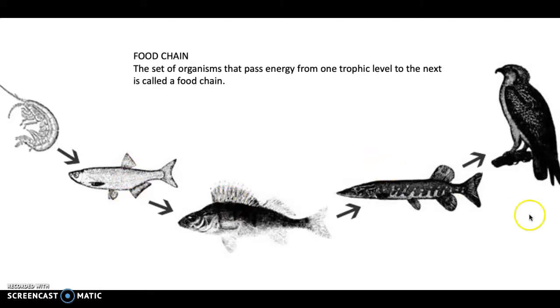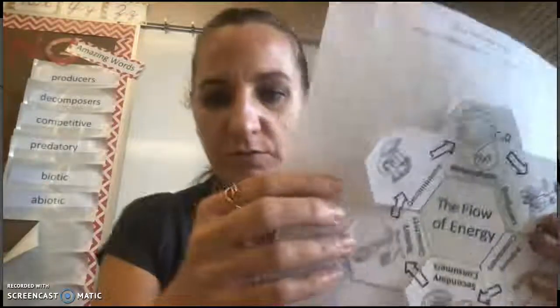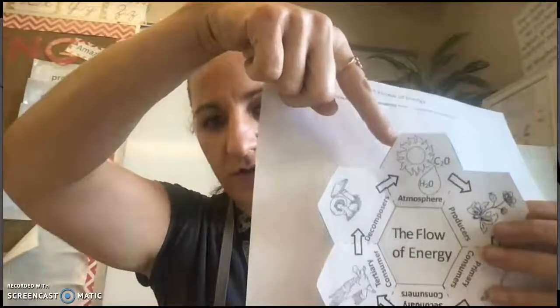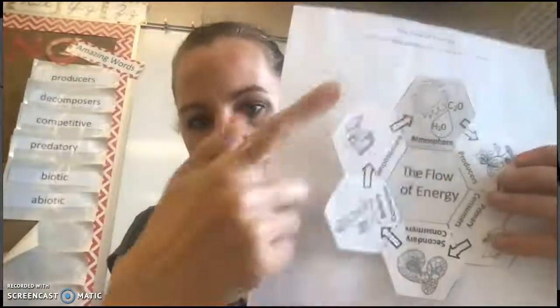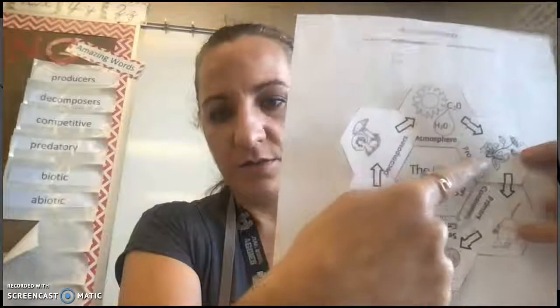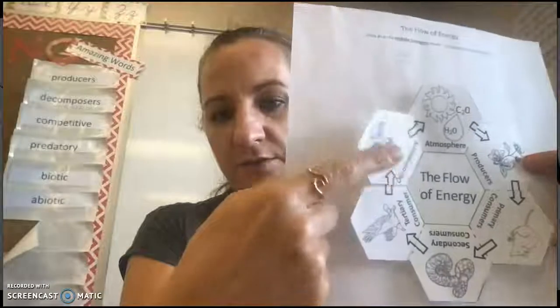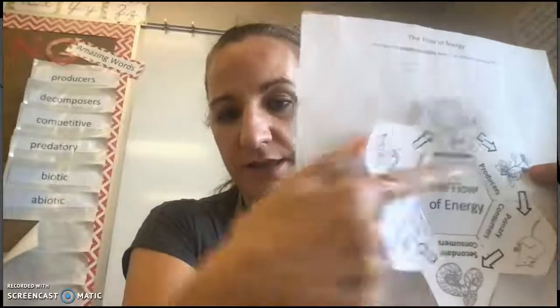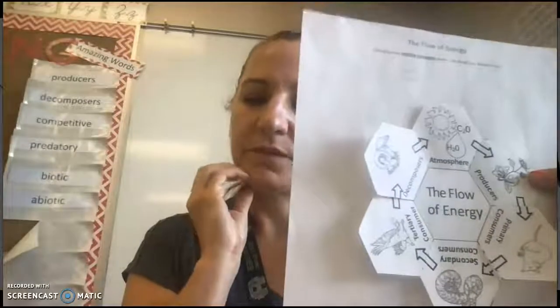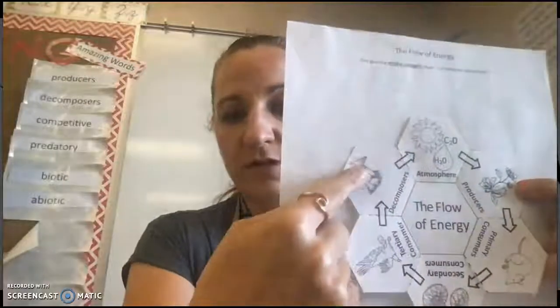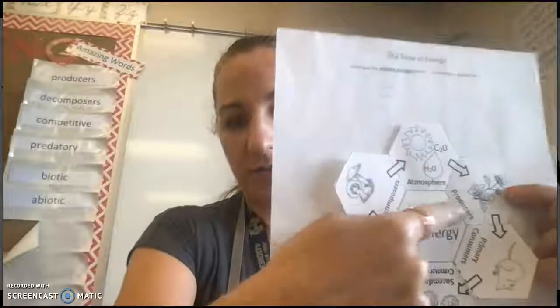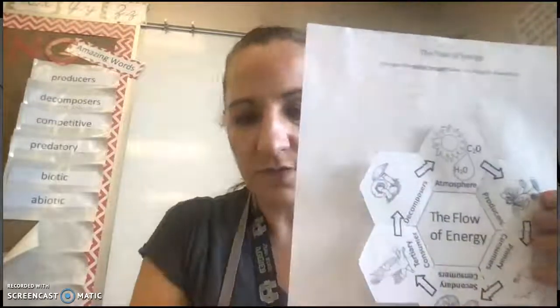So in your packet, let's switch this. In your packet, we are going to start with the sun, our atmosphere. This is the source of all energy. The sun passes its energy to the producers, who pass it to the primary, secondary, and tertiary consumers. Our decomposers actually have a role anywhere in here, because they return essential nutrients which help our producers.